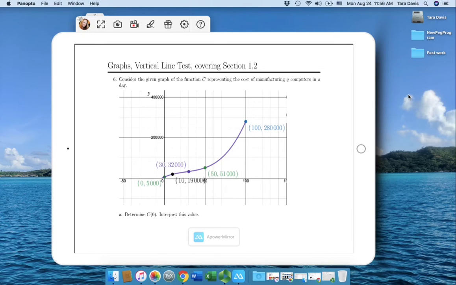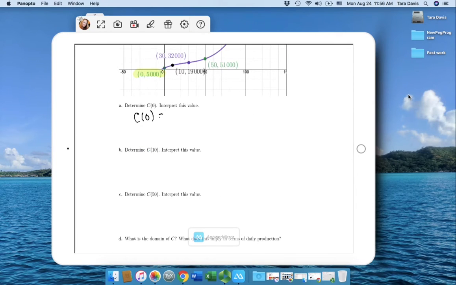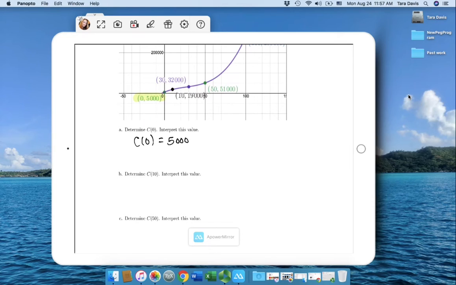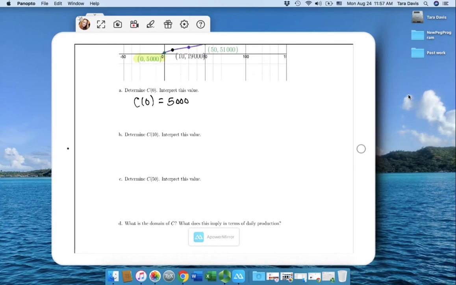So in part A, we're asked to determine c of 0. So that means when q equals 0, what does c equal? And I can find out because I'm given here that the point (0, 5,000) is on the graph of the function. And so I can say that c of 0 equals 5,000, but I want to interpret this and maybe put units to it. So what does that mean? So that means that 0 computers cost $5,000 to manufacture. I mean, that's a very basic interpretation of it, right?